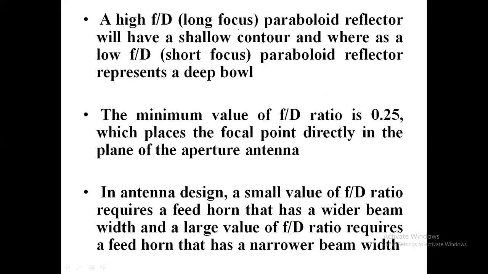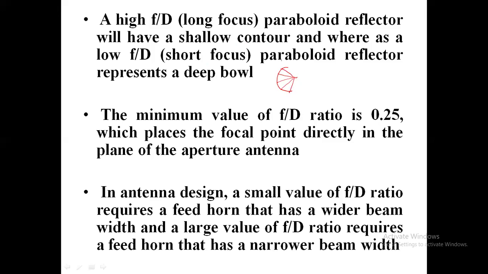See here, we'll have a small conversation. What happens if the F by D value is larger, or if the F by D value is lower? We'll see. If we take a higher F by D ratio, and this is our parabolic reflector, if our F by D ratio is very long, say, for example, we are placing our focus point here, what happens? The illumination range over this reflector surface will be shallow. That means it is not very deep. In that case, we will consider it a shallow contour.